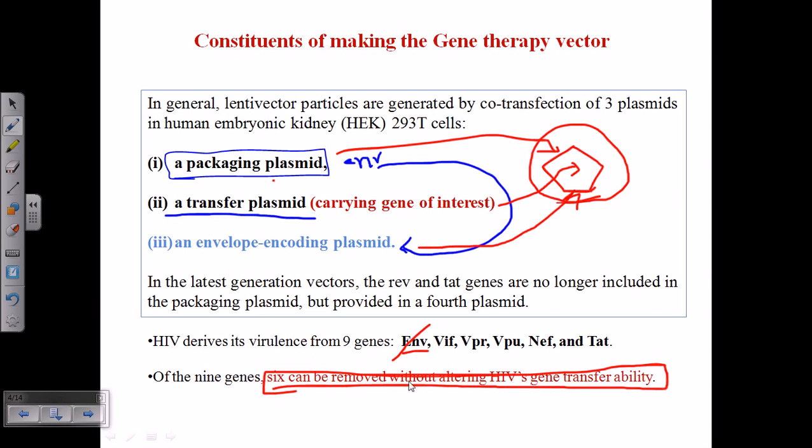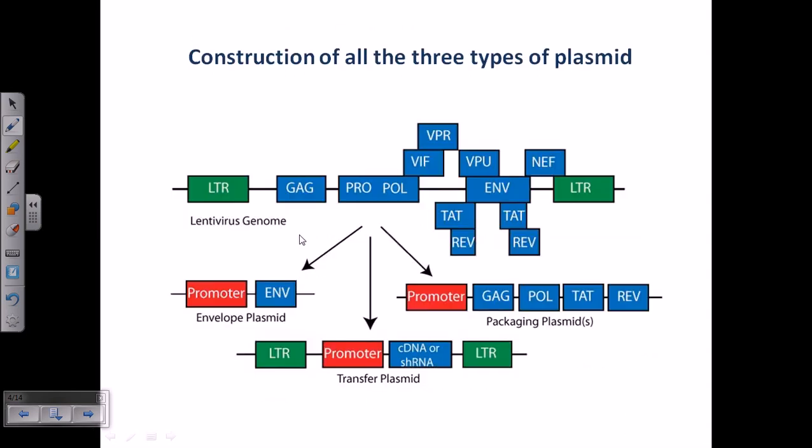If we cleave those remaining 3 out, then we need to compromise some facts because those genes are required for the gene transferability. So in those cases we must provide some other factors from outside so that the gene transferability is not hampered, right? So here is the construction of the 3 types of plasmids.